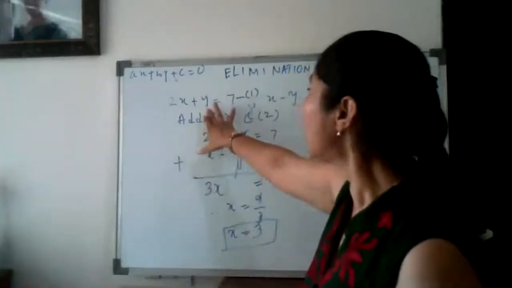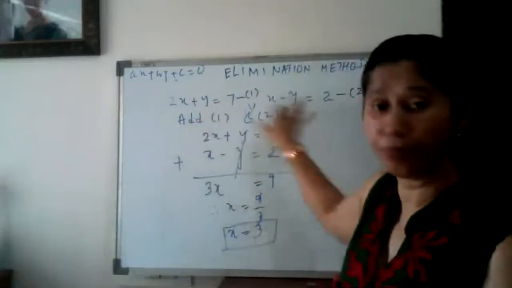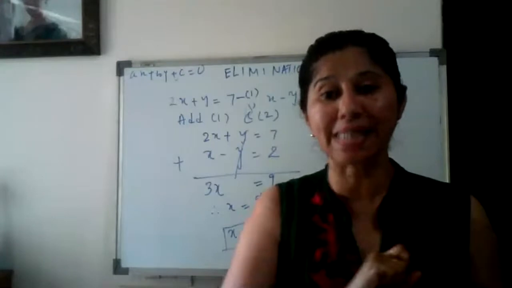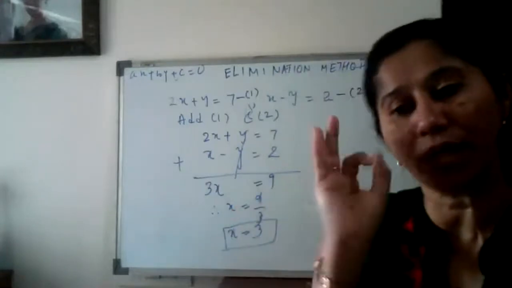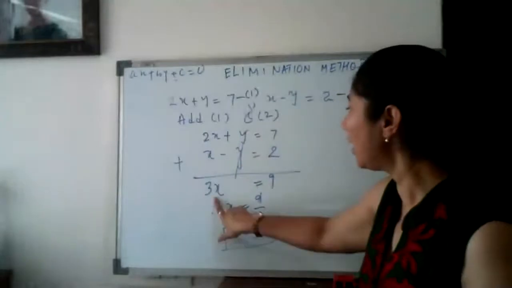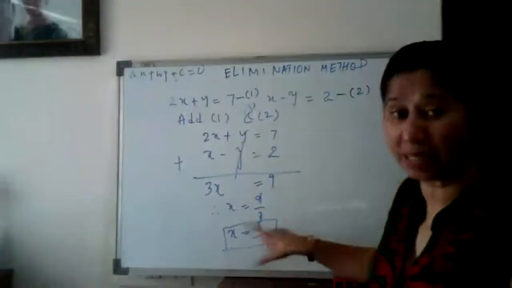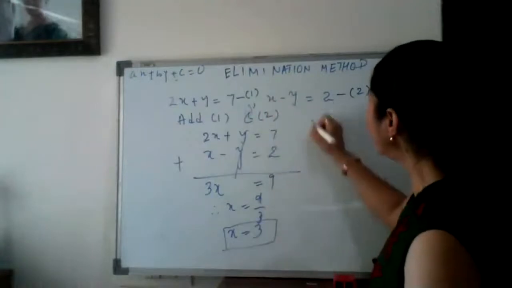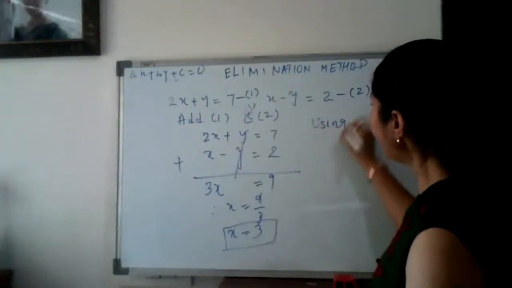Simply I have to add, because the coefficients of these two are the same but with opposite sign, and hence when I add it, it will give me 0. So I add, I get this as 0 and I get only 3x as 9, so x is 3. And now substitute: pick any one of the equations, say using x is equal to 3.